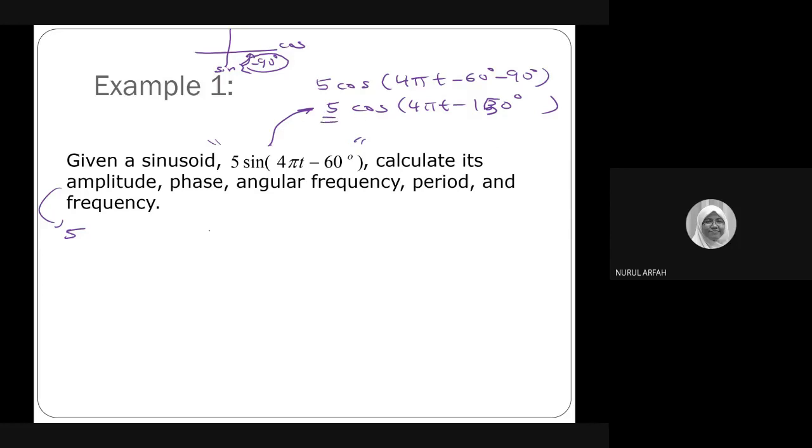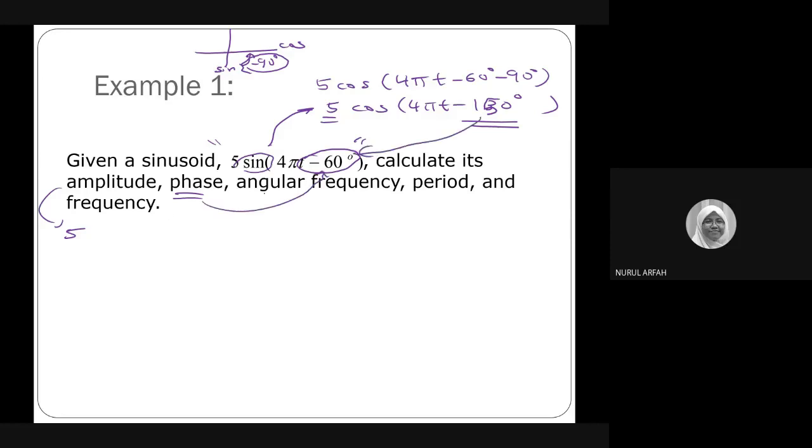And then what is the phase? Phase is this one, so it is minus 150 degrees. But if you didn't convert it into cosine, then you have negative 60 degrees for the phase.